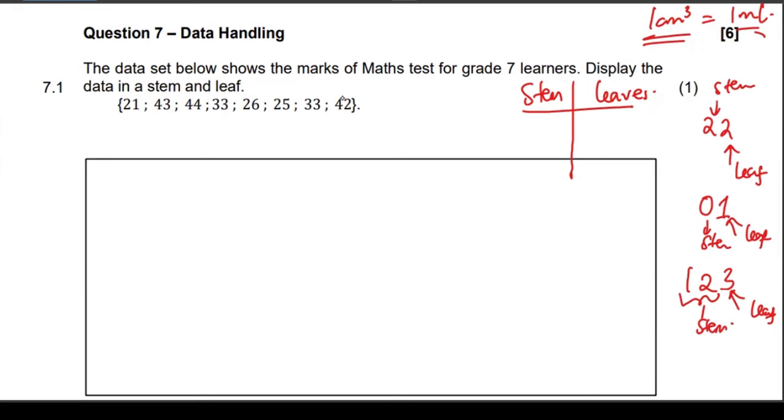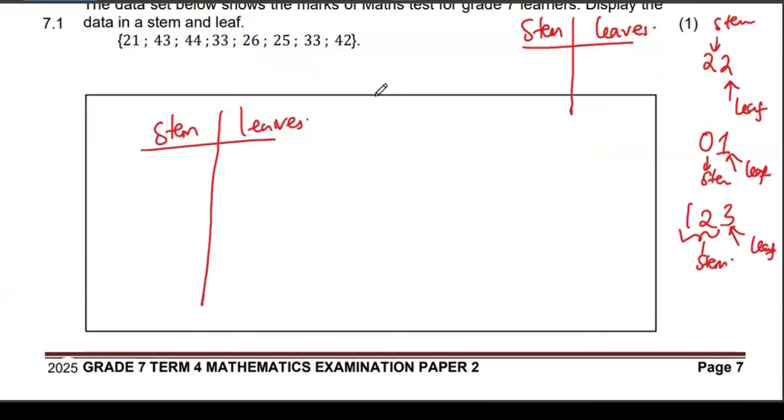But now since we're dealing with just 2-digit numbers, it's going to be straightforward. The use of the stem and leaf diagram is basically to rearrange data in order, from the smallest to the biggest. We can see that the smallest number here is 21. So 1 is a leaf, 2 is a stem. The smallest stem is going to be a 2.